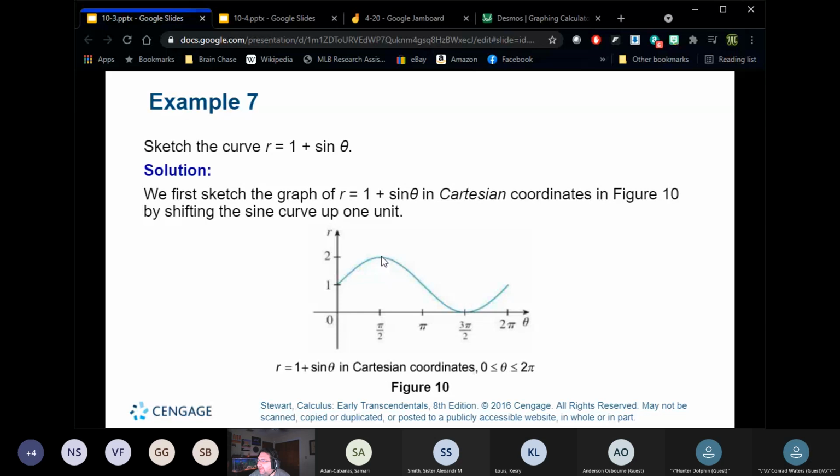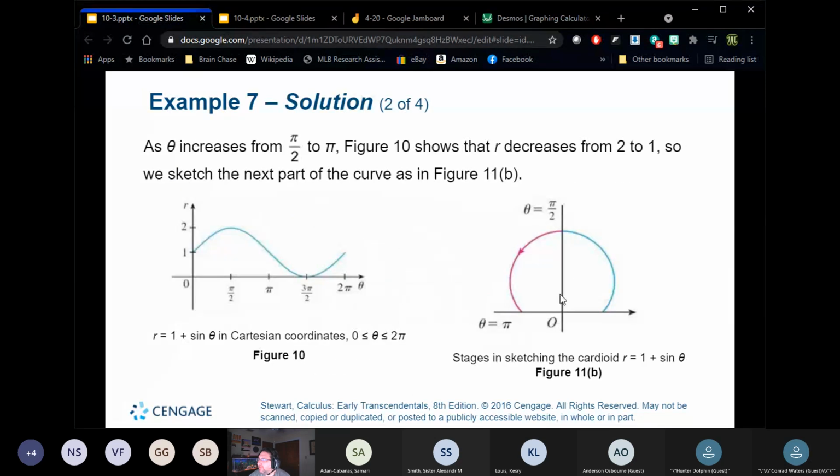So now if we look at the next part, from pi over 2 to pi, it kind of repeats itself, but it's getting smaller. When I look at the next part of that graph, you can start seeing it repeats itself, but now it's getting back down to that 1 value.